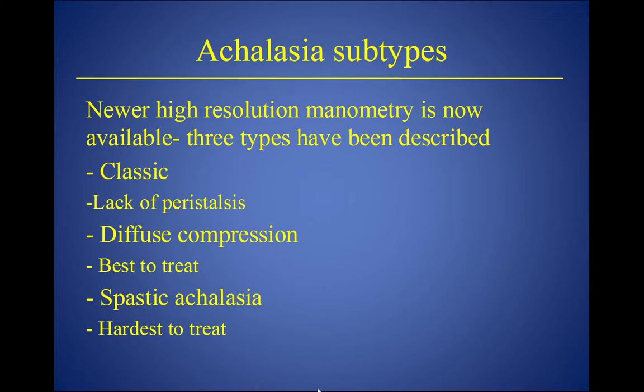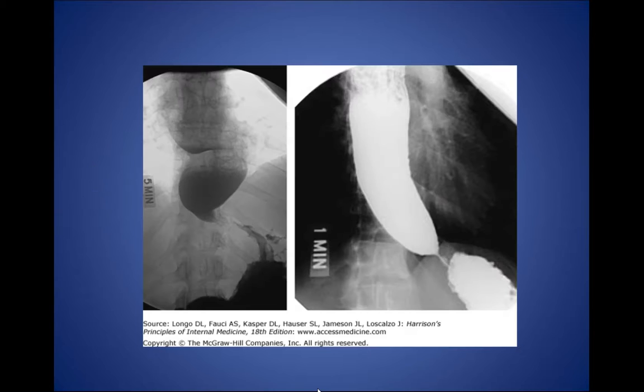And that's the classic achalasia, which is a lack of peristalsis. There's diffuse compression, where there's this kind of mild compression all the way through. That's the best one to treat. And then there's spastic achalasia, which is just a spasm of the majority of the esophagus. That's very difficult to treat.